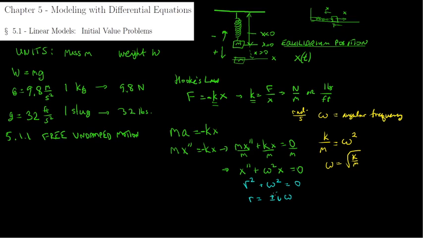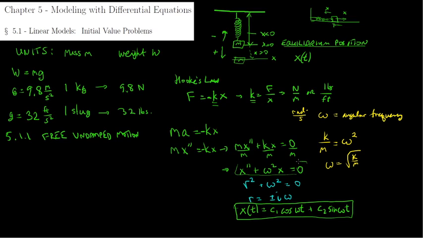And because these are imaginary numbers for the solution, I think I can squeeze that in here, we're just going to get C1 times cosine of omega t plus C2 times sine of omega t. And so that's the general solution to this equation here. Right.